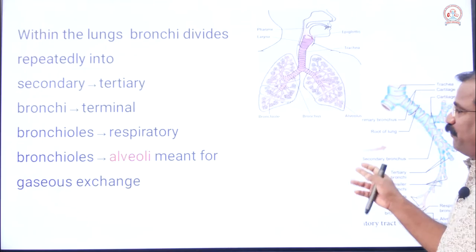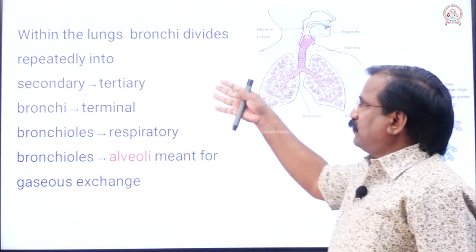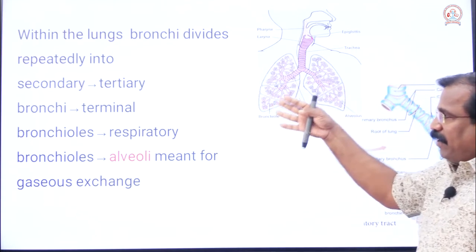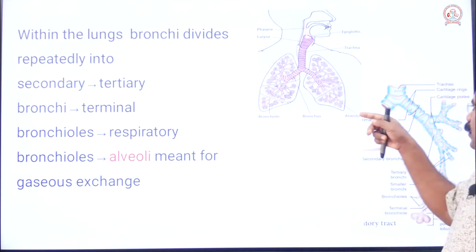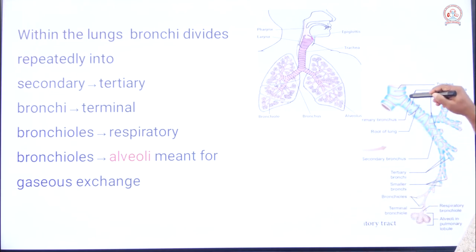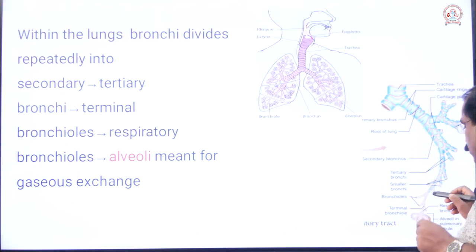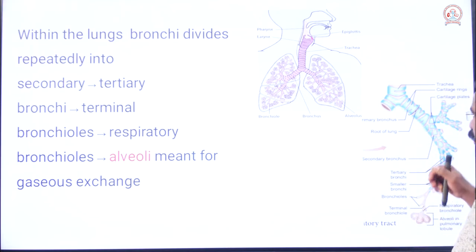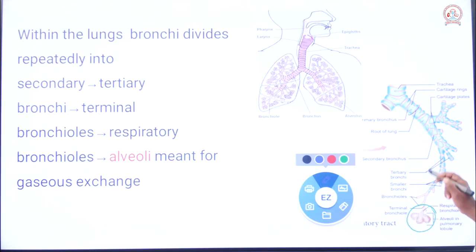You know, then what is the fate of the bronchus? The bronchus further divides into primary, secondary, tertiary, and fine branches, the fine bronchioles. Each ends in fine sac-like structures called alveoli.